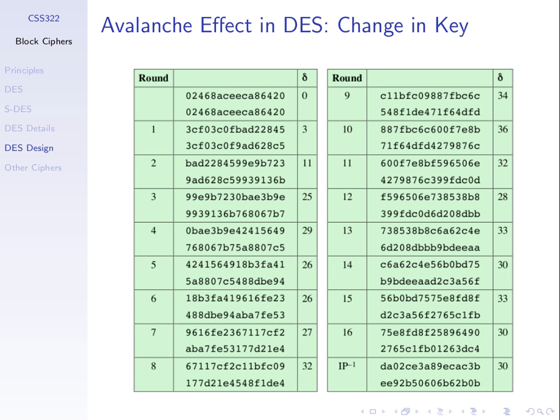So same plaintext here, but 2 different keys. After 1 round, we got 3 bits different, 11, 25, and now we're around or close to our desirable goal of 32 bits different. So if a cipher exhibits the avalanche effect, then we consider it's good in terms of security. If it doesn't, then that's a potential flaw that an attacker can take advantage of.